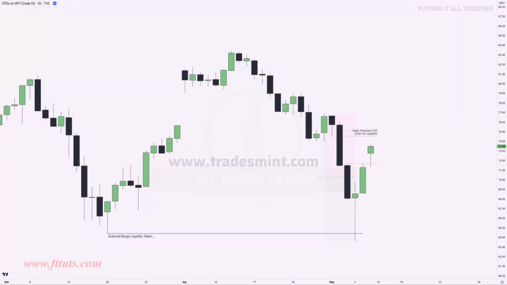So where's that internal range liquidity? We've got that daily premium fair value gap, and this is our drawn liquidity. So we know on a long-term perspective, sell stops have been liquidated already, order pairing happened down here, and now we want to draw into internal range. So drawn liquidity has been determined and the sell stop raid has happened already.